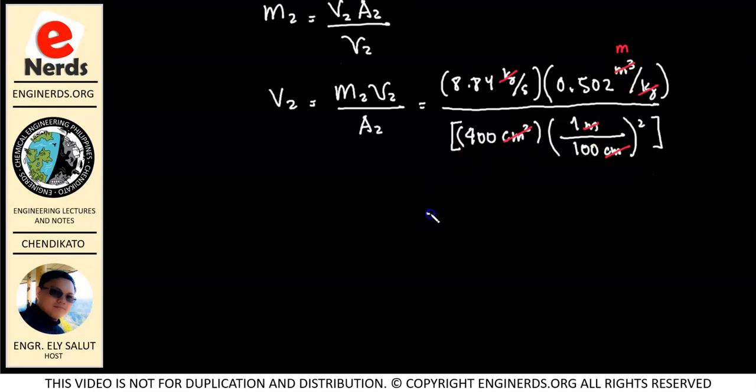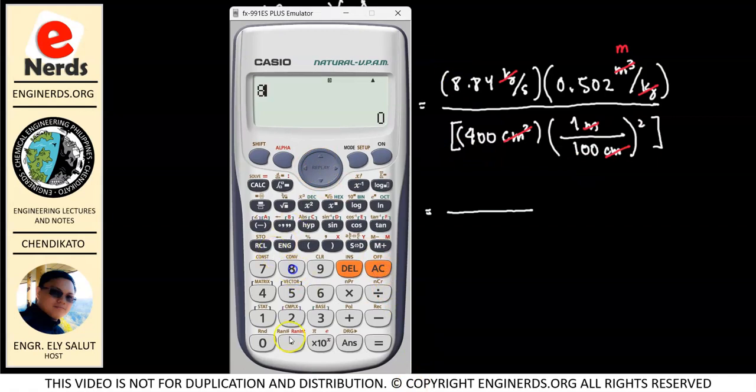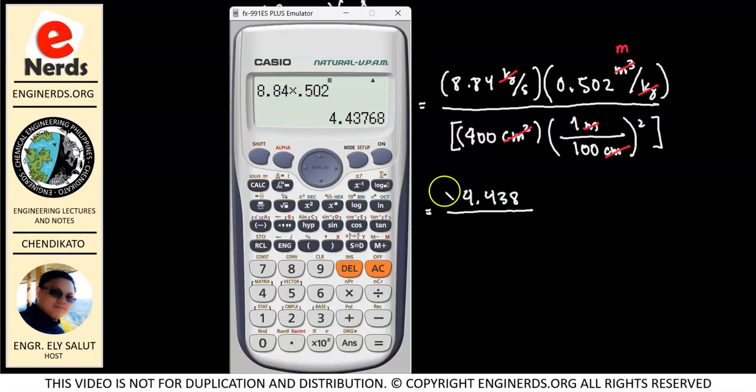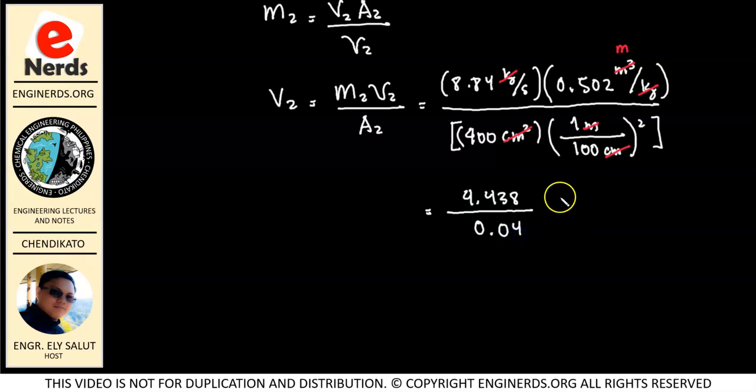Alright, so sasagutan na natin siya, no? So, sagutan muna natin yung numerator and the denominator para naman may pakita natin ng maayos yung naging result ng ating computation, ano? So, unahin natin yung nasa numerator. We have 8.84 times 0.502. So, we have 4.438. And then, for our denominator, we have 400 divided by 100 squared. So, we have 0.04. And then, ang unit natin dito will be meter per second, diba?